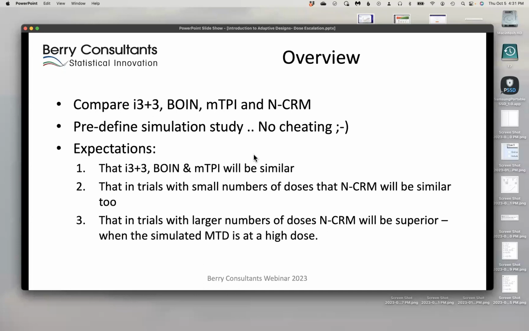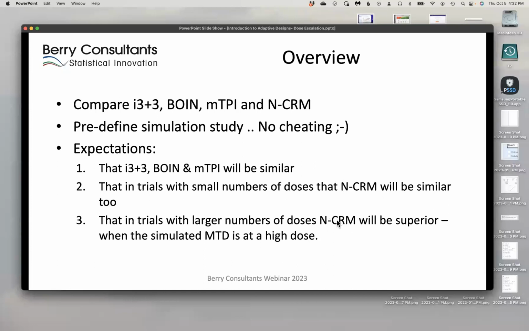So what I've attempted to do here is pre-specify an example test case. I haven't gone back and tweaked features of the test in order to favor one design or another, or even to just try to get a clear result. Coming into it, my expectations were that the I3+3, the BOIN, and the MTPI would be similar, and that in trials with small numbers of doses, the N-CRM would be similar too, but then in trials with larger numbers of doses, the N-CRM would be superior, particularly when the simulated MTD is at a high dose.